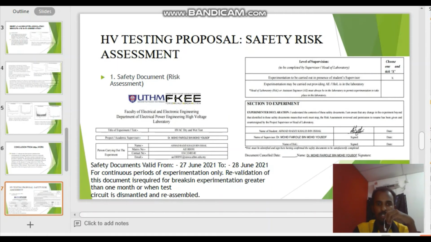High voltage testing proposal: safety risk assessment. Safety document risk. Safety document filed from 22/21 to 28/21 for a continuous period of experimentation. Only pre-validation of this document is required because the test is greater than 1 month when the test is circular assemblage.